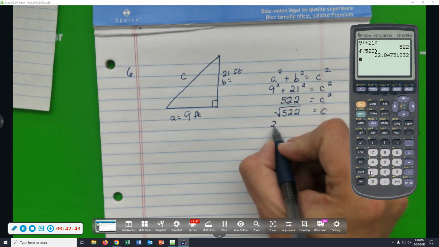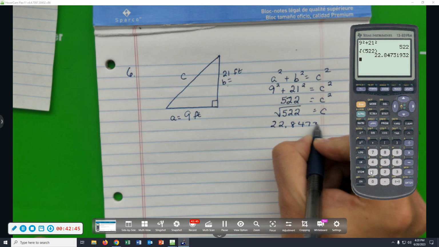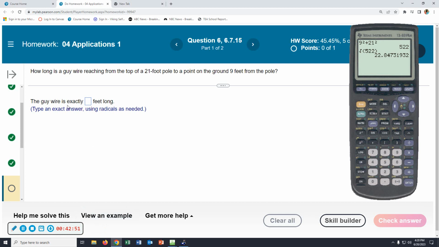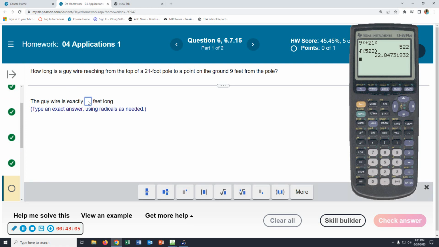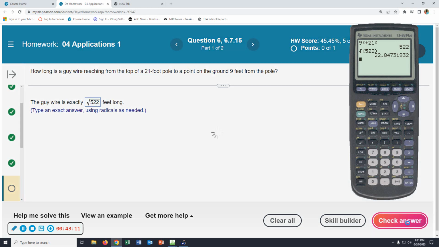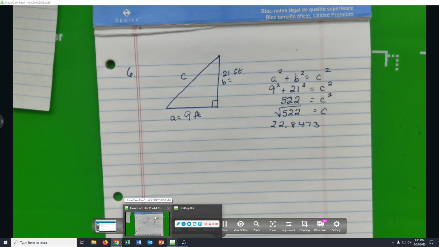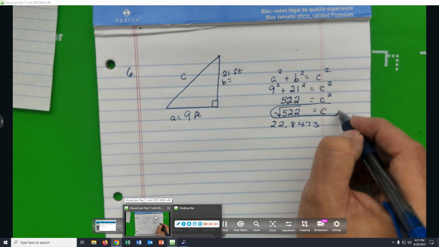So 22.8473. How are we told to write this? Or to round it? Oh, wait. It says type an exact answer using radicals as needed. Okay. So square root of 522. Okay? It didn't want you to put the decimal number in.